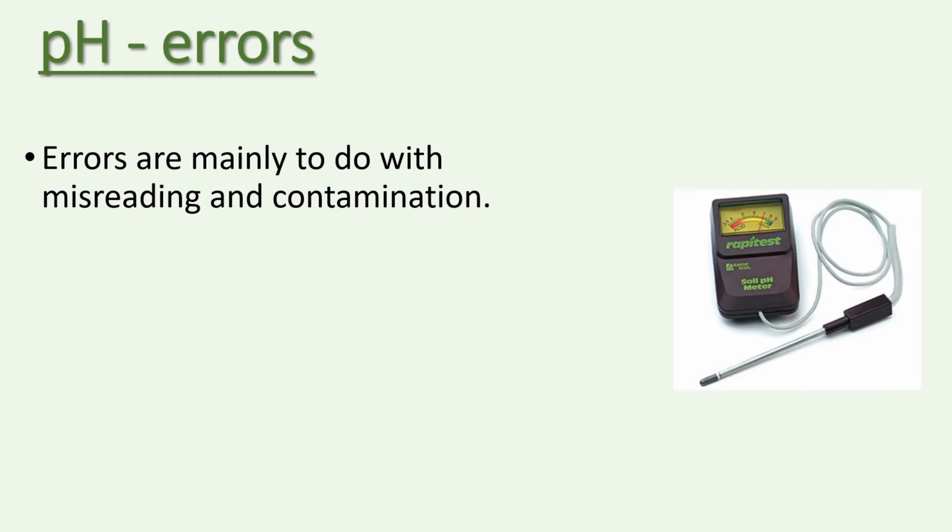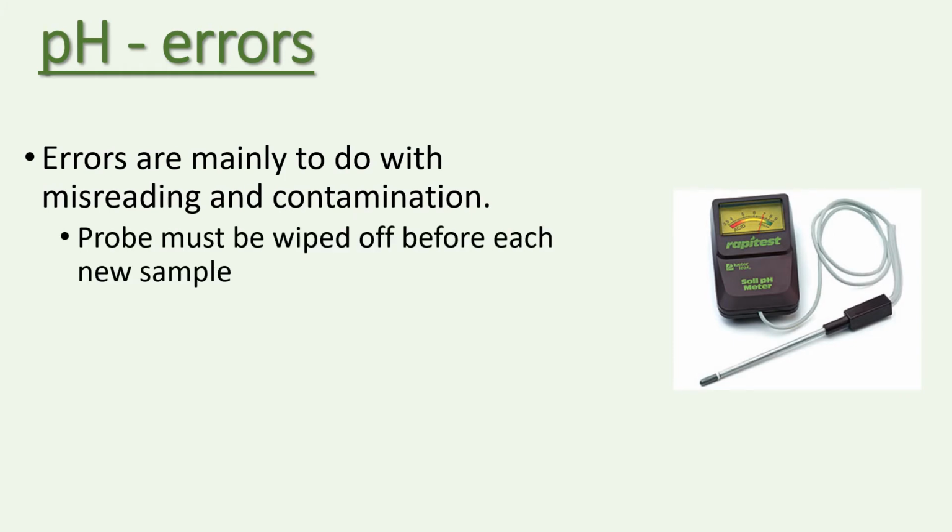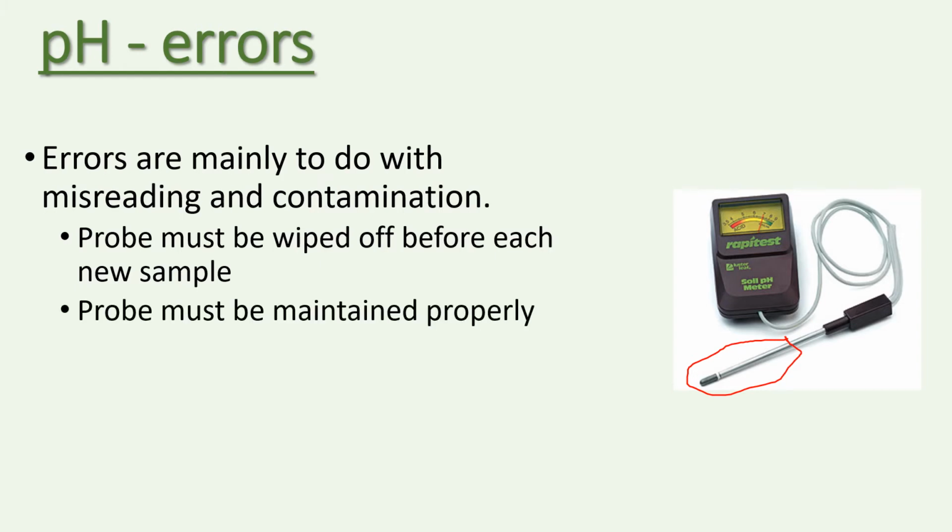So sources of error with the pH meter would be just the same as the soil moisture meter. So it's mainly to do with misreading and contamination. So the probe needs to be wiped off before each new sample. Remember, we always talk about the probe here and not the meter itself. You don't want to wipe the meter, you want to wipe the probe. The probe also must be properly maintained.